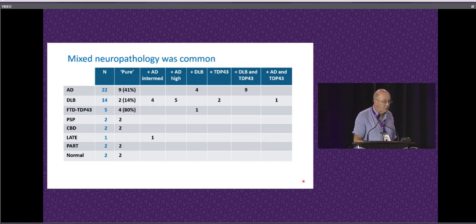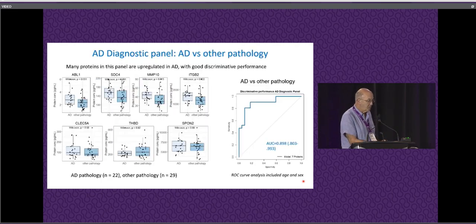We had a fair number of people with DLB as the dominant clinical pathological entity, but very rarely pure DLB. PSP and corticobasal, a small number of cases that was relatively pure, one case of LATE that actually had intermediate AD pathology, and so forth. So there are different ways of putting this together.